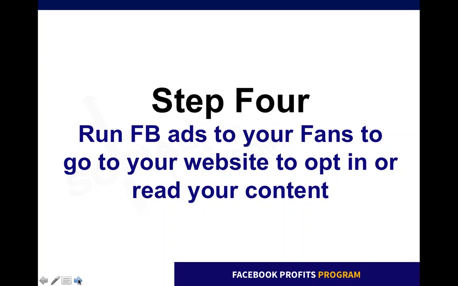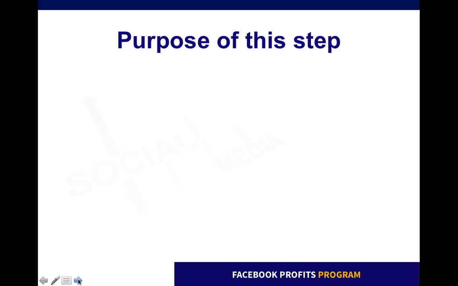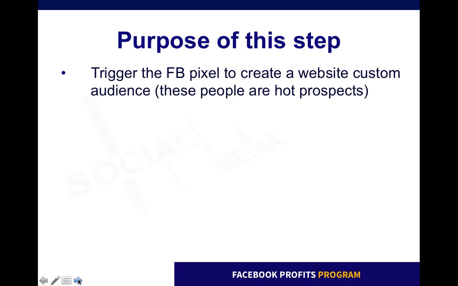So step four is we're going to start running Facebook ads. We're going to target our people that like our page, and we're going to get them to go to our website. We're going to get them to read our content or opt in. What I mean by opt in is we're going to start building a list so they can give us their email address. So the purpose of this step is we want to trigger that Facebook pixel to create what we call a website custom audience. This is an audience inside Facebook that we can build. And again, I'm going to show you how to do this in detail. But think about it: if people are taking the effort to click on something, come to your website, read your stuff, once they come back to Facebook, they are really, really hot prospects.